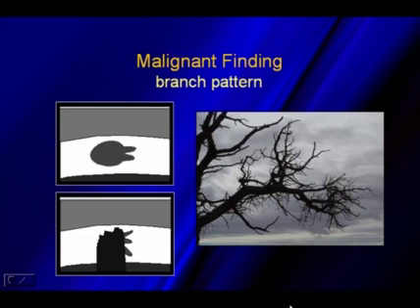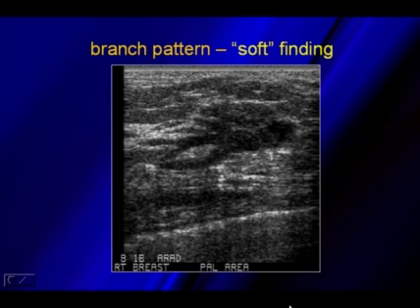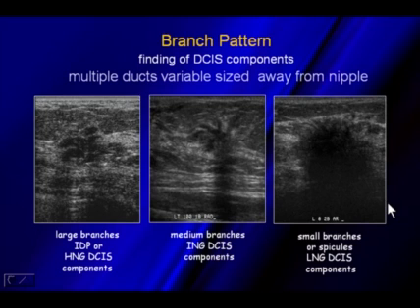Now, the next finding we're going to talk about is branch pattern. Branch pattern is just the opposite of duct extension. So instead of the cancer growing back towards the nipple, it branches out away from it. This is more of a soft finding. We tend to see this more with DCIS. But here you can see all these branches radiating out away from the nipple of cancer that has invaded, and the main lesion is sitting in this area here.